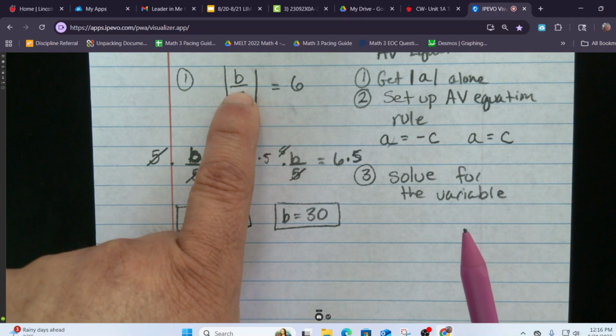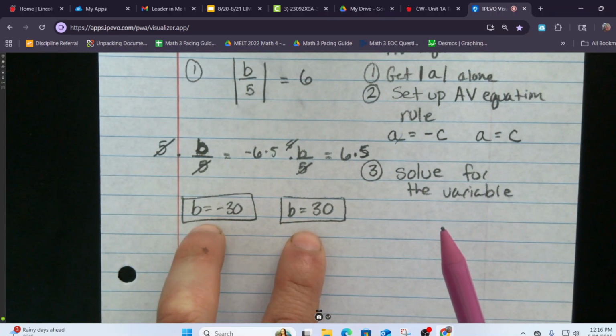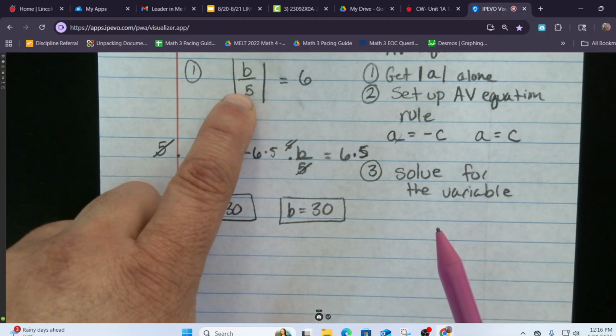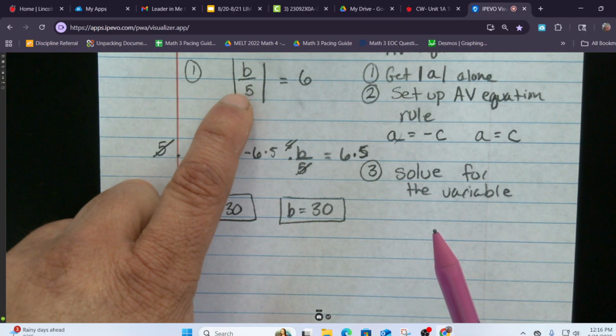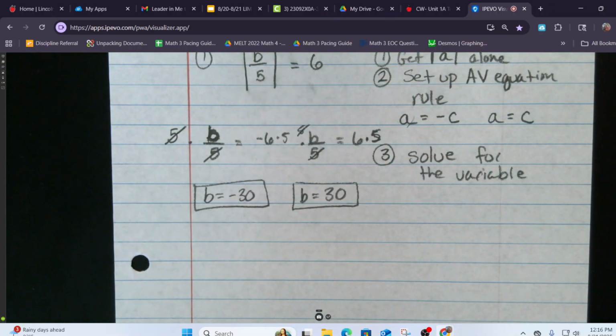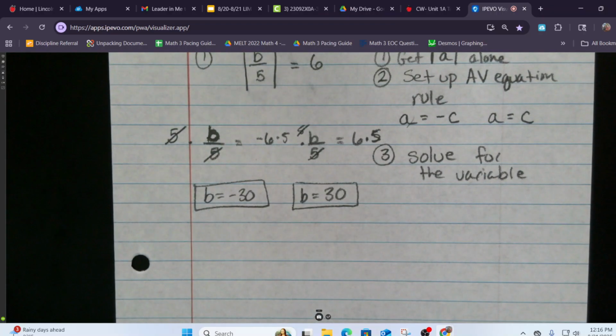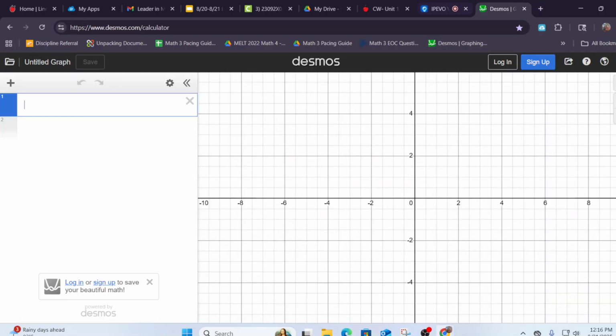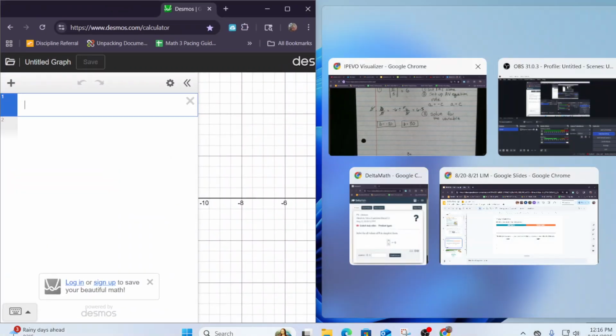If that was b plus 5, these two numbers would be different. But because b is being divided and nothing is being added to it, it's going to be the same number. So even though it's by hand, I would still recommend checking it.